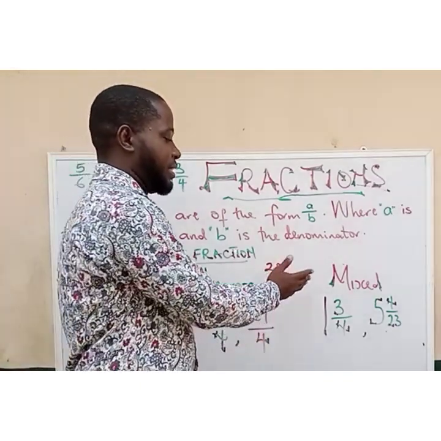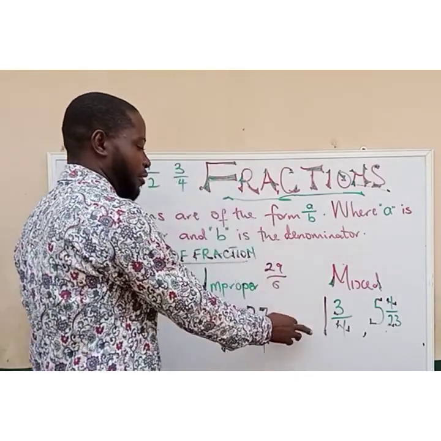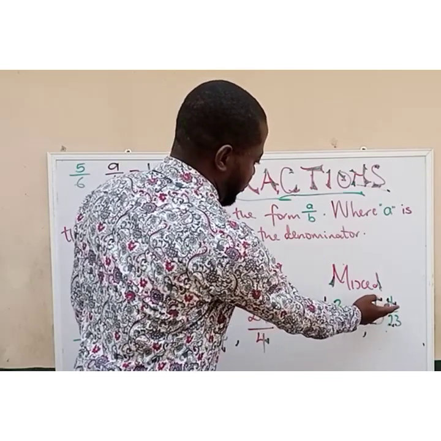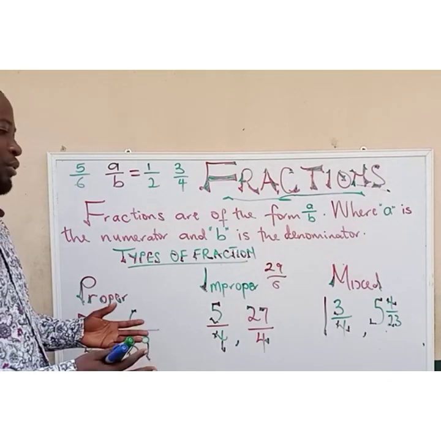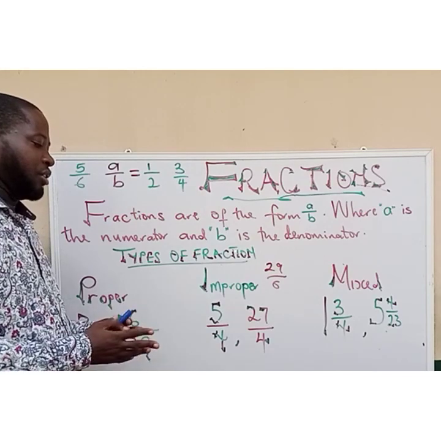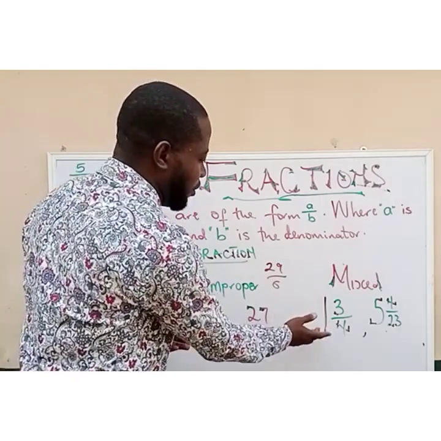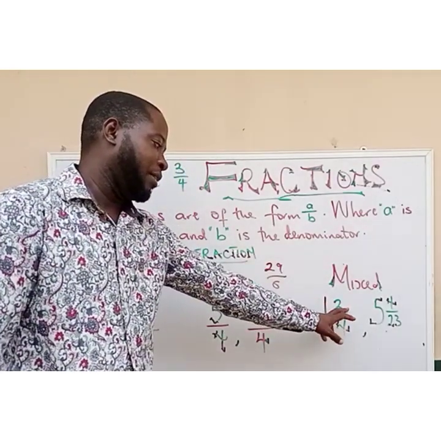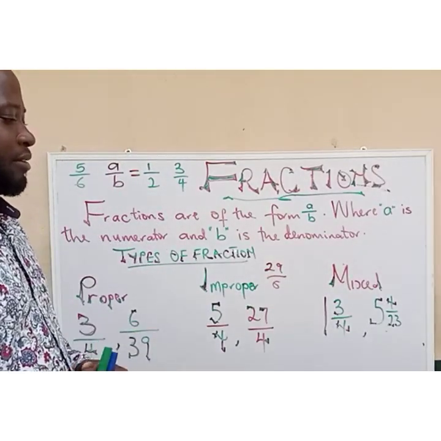Now when we talk about mixed fractions, you can see this is a combination. We have 1 whole number and 3 all over 4, and this one is 5 whole number and 4 all over 23. So this is called mixed number fractions. It is a combination of a whole number and a proper fraction, and at times it may be an improper fraction. So this is called mixed fractions.